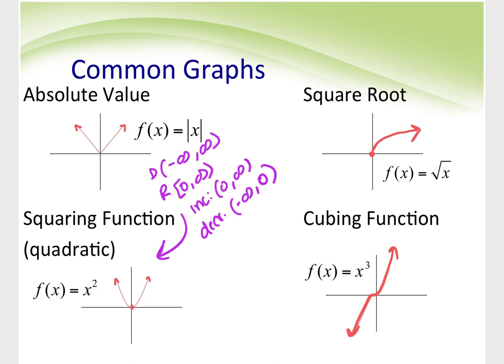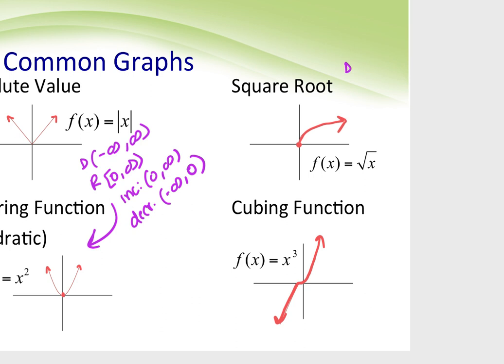For the square root function, what's your domain? 0. Good. To positive infinity with a bracket on the 0. What's your range? Good. Same. Increasing? Good. No decreasing, no constant.